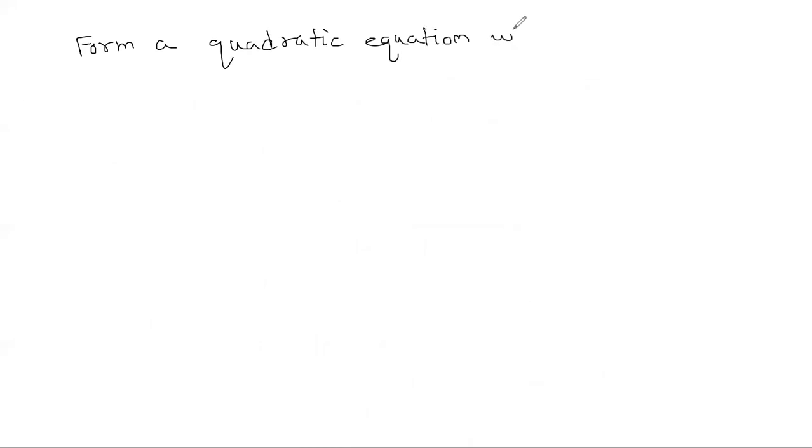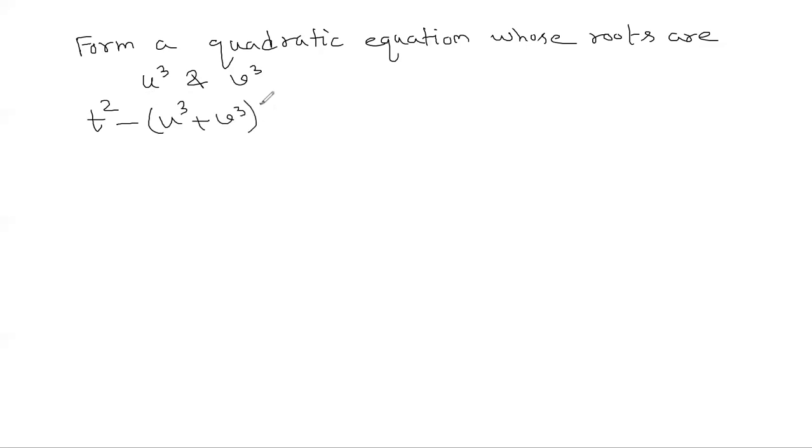whose roots are u cube and v cube, because the sum of the roots and the product of the roots are known to us, right? So what is that equation? It is t square plus (u cube plus v cube) times t plus u cube v cube. Okay, that is equal to 0.